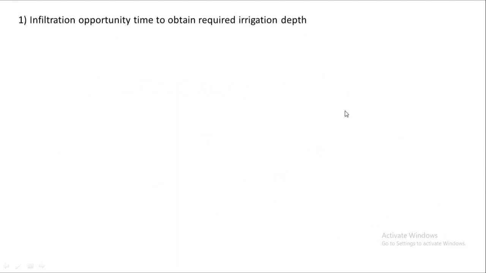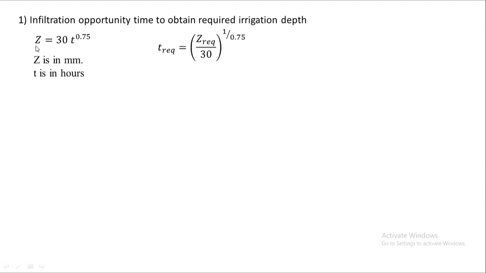Now, the infiltration opportunity time to obtain the required irrigation depth. The required irrigation depth is 10 centimeters, right? So what is the infiltration opportunity time to obtain this required depth? How long should the water stay in contact with some points along the border so that we can obtain the infiltration depth of 10 centimeters? What should be the contact time that gives us 10 centimeters of depth?